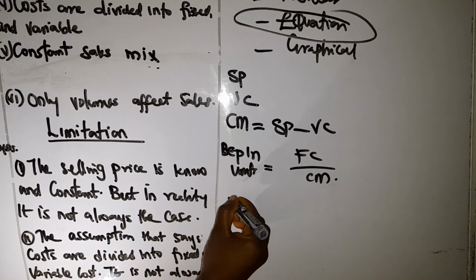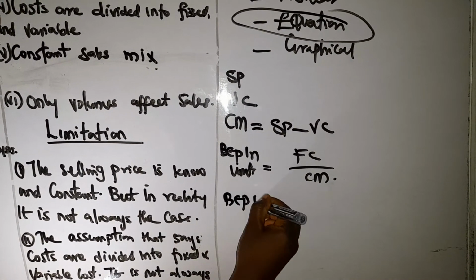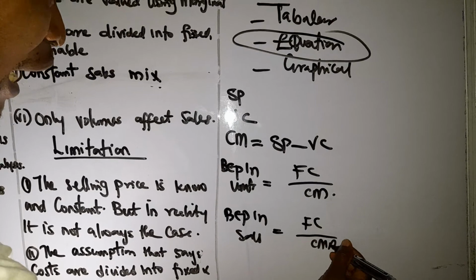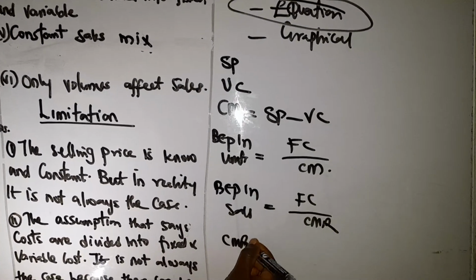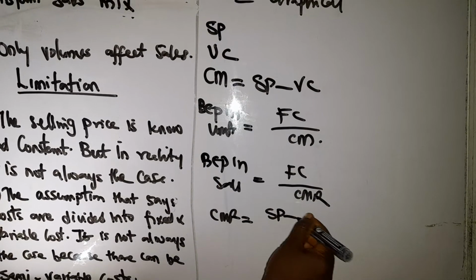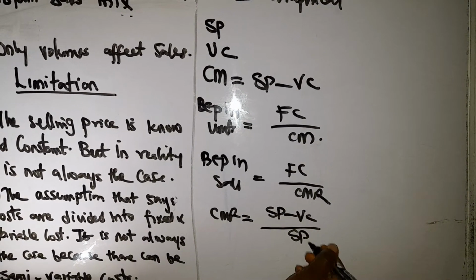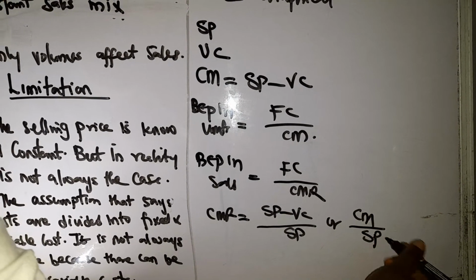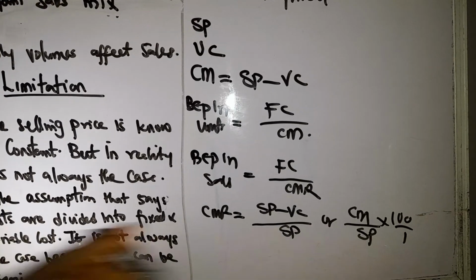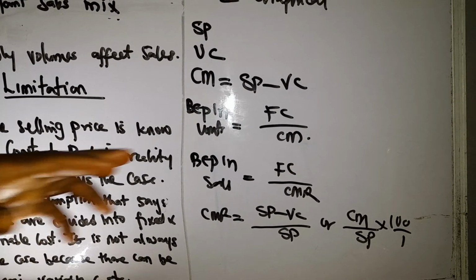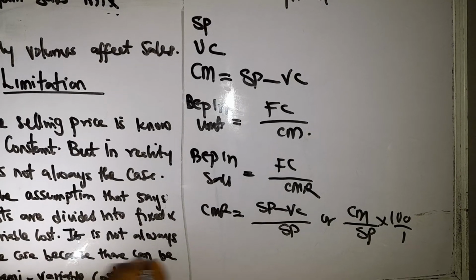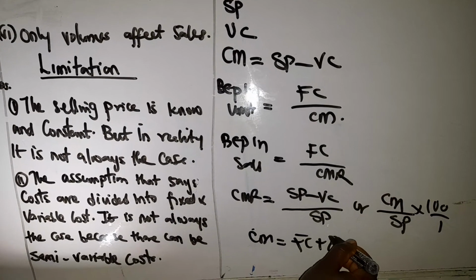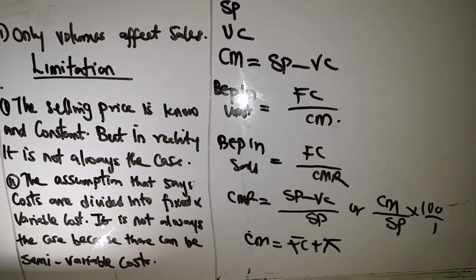Then number 3, which is what? Break-even point in sales. This is the fixed cost over CMR, while our CMR equals SP minus variable cost divided by selling price, or you can say CM divided by SP times 100. Do you get it? Either method will give you your CMR. You can also look at it that your CM can be your fixed cost plus your profit.